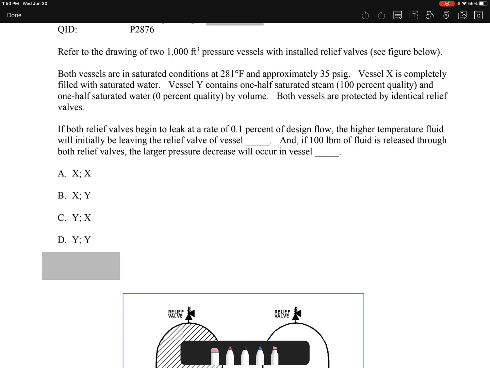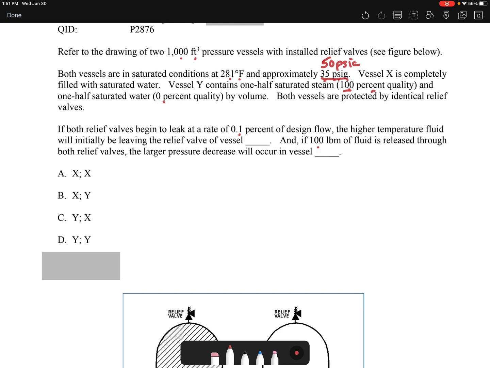First thing we do when we look at problems, or we look at numbers, right? So right here with the numbers, we got 1,000, 35, 281, 0, 100, 0.1, and 100. Then we look at their units. 1,000 cubic feet, 281 degrees Fahrenheit, 35 psig. Whoa! Now I got an alarm, right? So I'm going to write right here 35 psig. Psi is higher. That's an easy way to remember it. Just add 15 psi to psig to get psia. So we're going to call that 50 psia. So we're going to get fooled there.